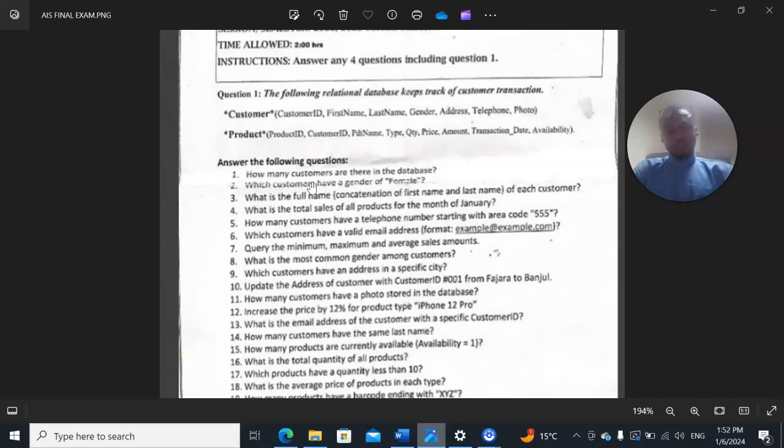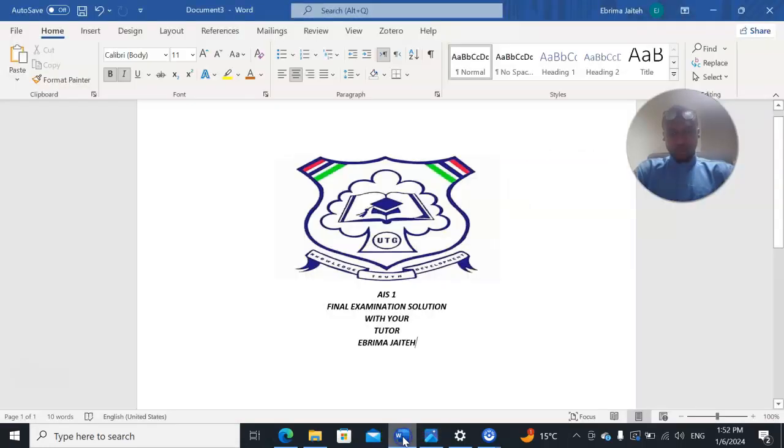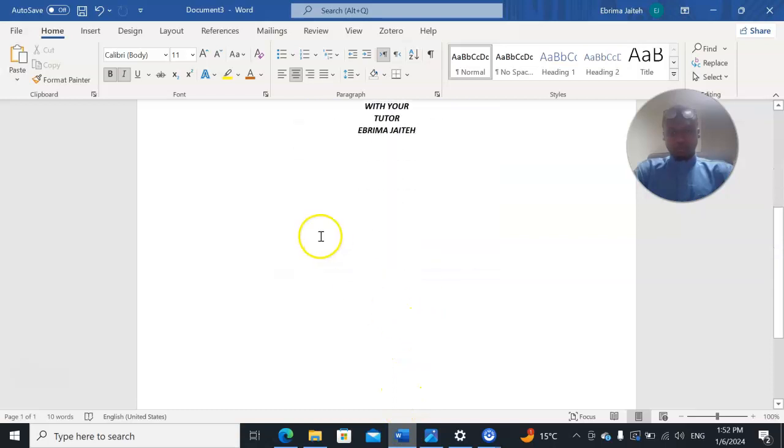And then before that, to simplify, I will try to write these tables in our Word document. So we can write here solutions. We will have here, let me write, we have customer. And the first column is customer ID.